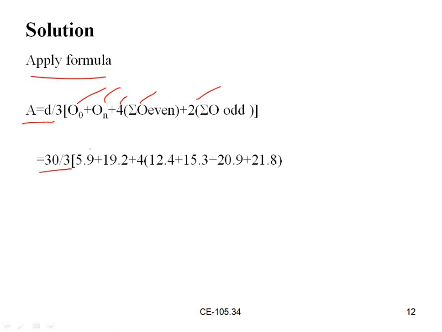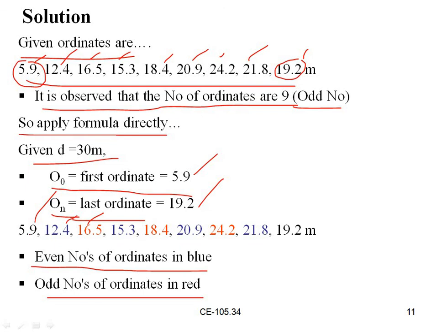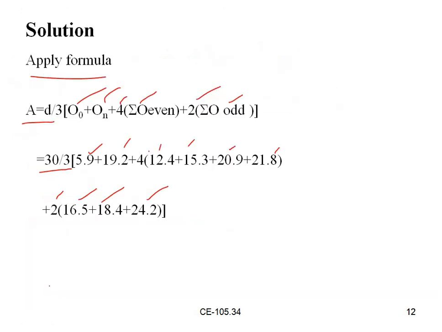So d is 30 by 3. First ordinate 5.9 plus last ordinate 19.2 plus 4 into 12.4 plus 15.3 plus 20.9 plus 21.8, plus 2 into 16.5, 18.4, 24.2. These are the odd ordinates. So these are the even ordinates in blue, and the odd ordinates are in red. Then we will get the area as 4249 meters square. So this is the formula for calculation by Simpson's rule, a simple formula we have to keep in mind.